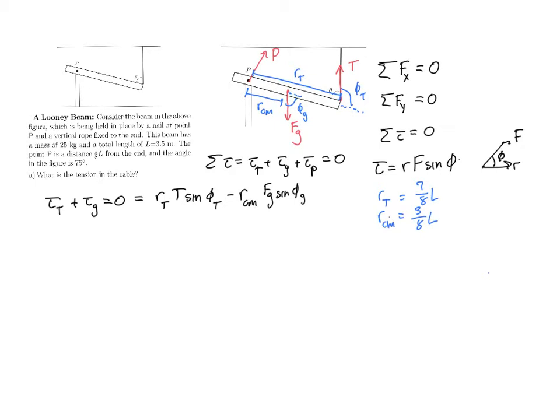So for the angles, the first thing to notice is that since that line and that line are parallel, the beam is bisecting them, and that angle is going to be the same as that angle. So in fact, this phi G is just going to be my given theta. And since I have the theta over there, I know that this phi T is actually going to be 180 minus theta. So I'm just going to plug all those things into my torque equation.